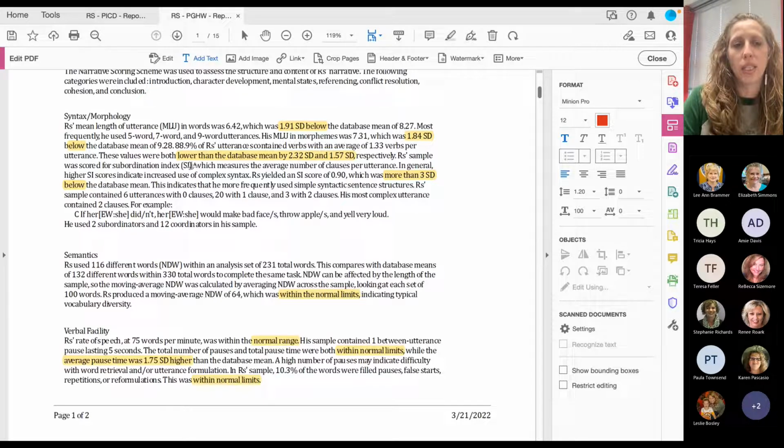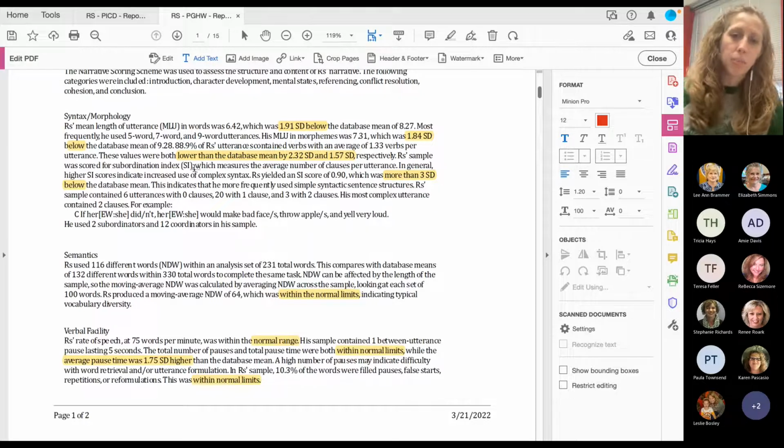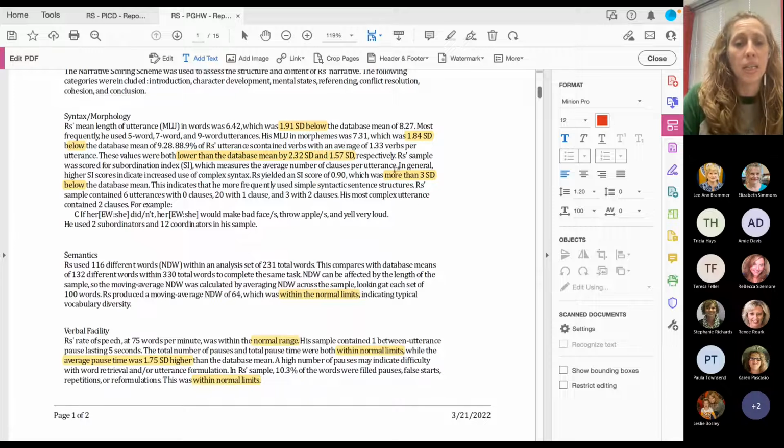And then they give you the Subordination Index, which measures the number of clauses per utterance. This is telling you, are all of their sentences simple? Can they make compound sentences? Can they use subordinators to make sentences like, when we went to the store, then we got some candy? You can see here several of his sentences didn't even have one clause in them, so he was below where he needed to be.